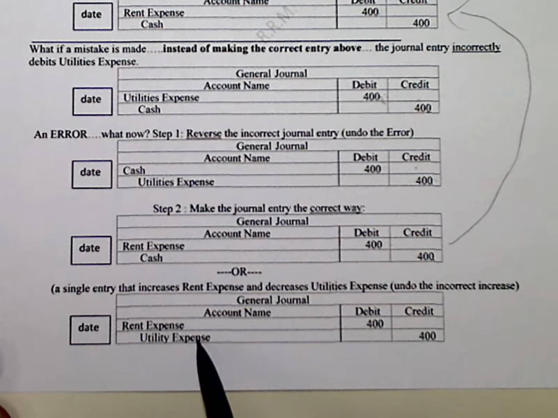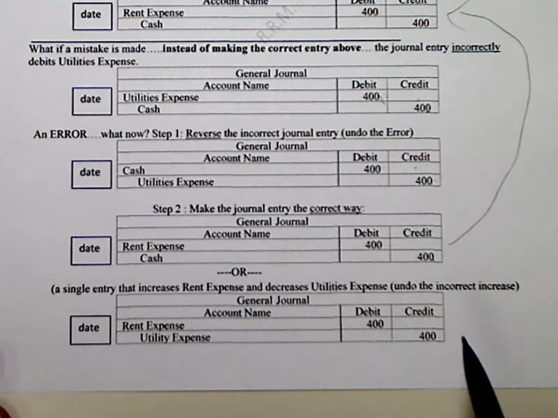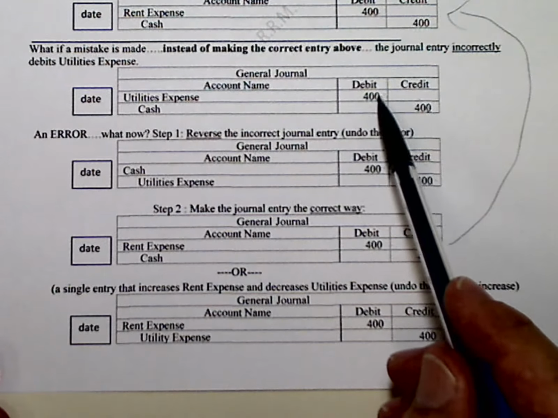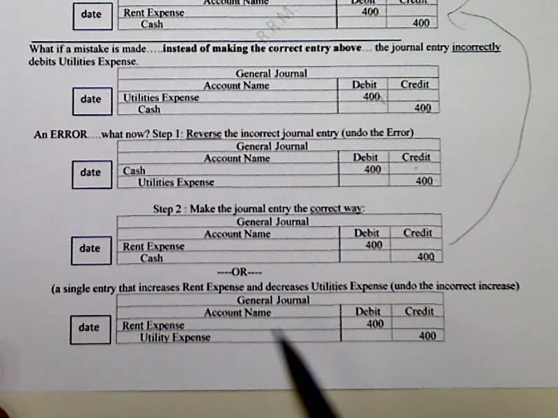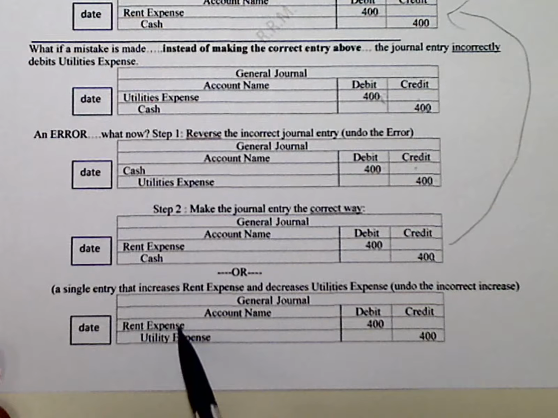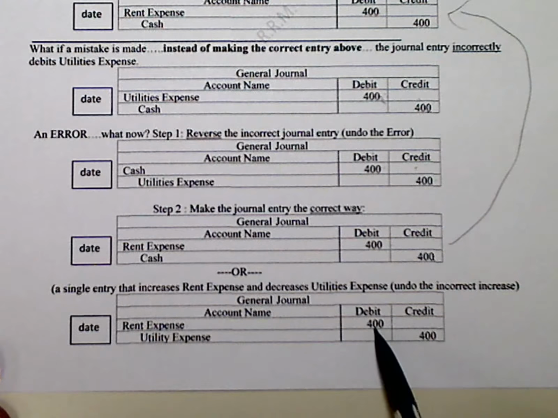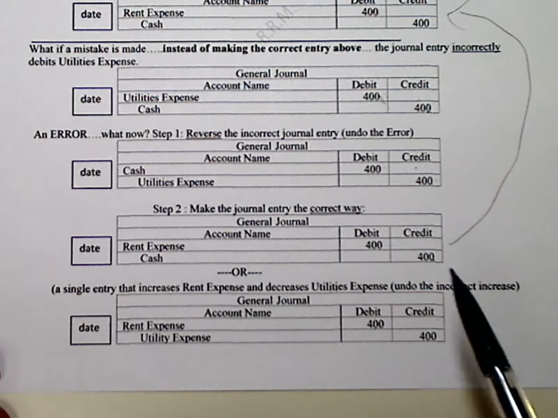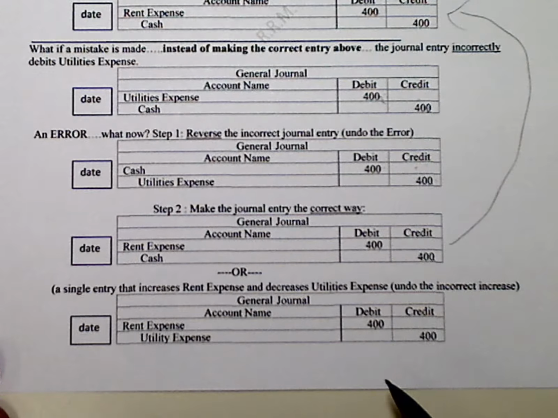In this case, the goal here is to decrease utility expense. Should have never debited utility expense here. The way to correct that, we could just credit utility expense to bring that account balance back down to where it was before the mistake, and increase rent expense by $400, and not even bother with correcting the cash going back and forth, because there really wasn't an error involving cash.